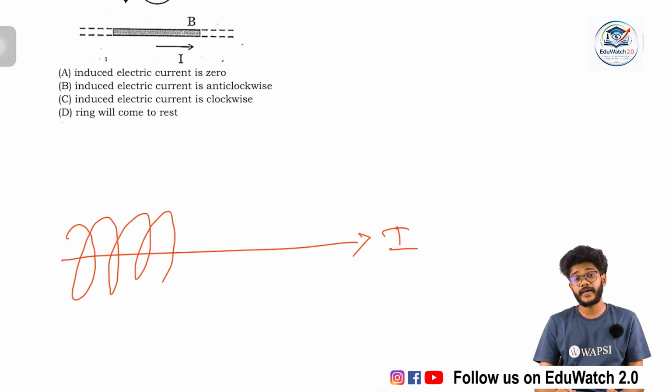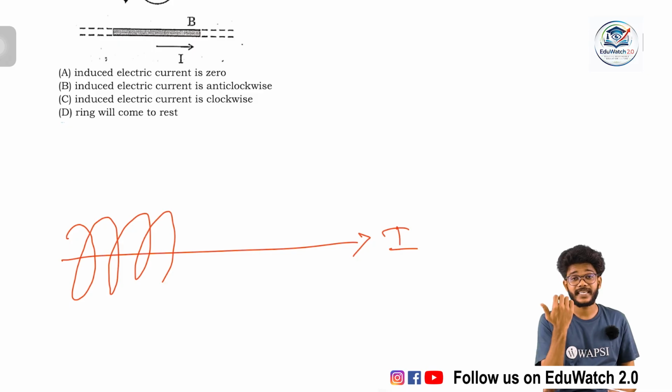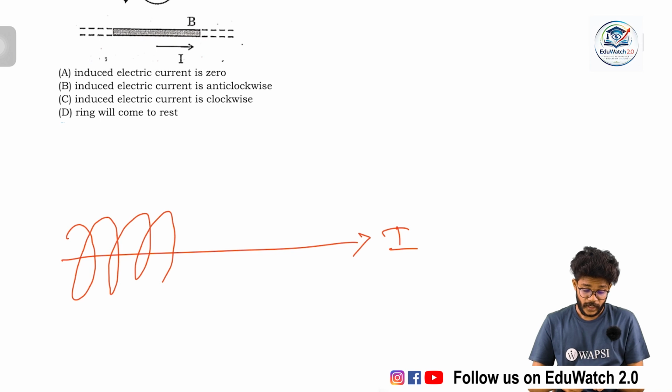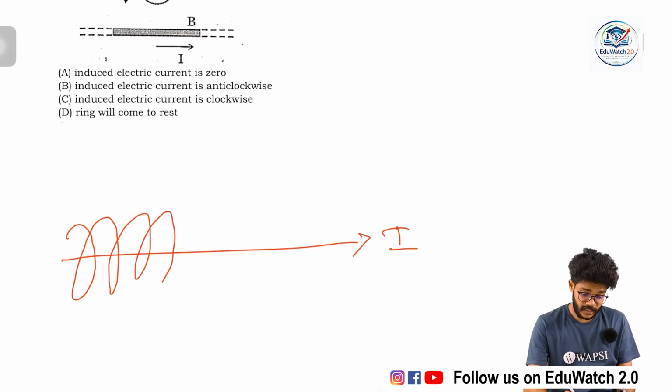This direction can be explained by the right hand thumb rule. With the right hand, the thumb is placed towards the current and the curling of my fingers will represent the direction of the magnetic field. So if the current is going towards the right, the magnetic field is like this.